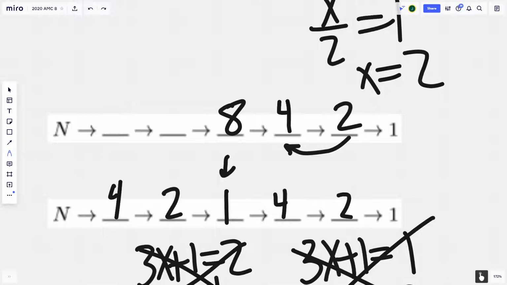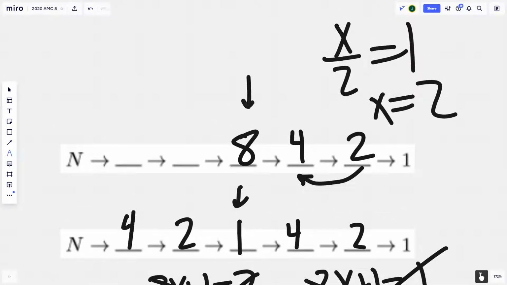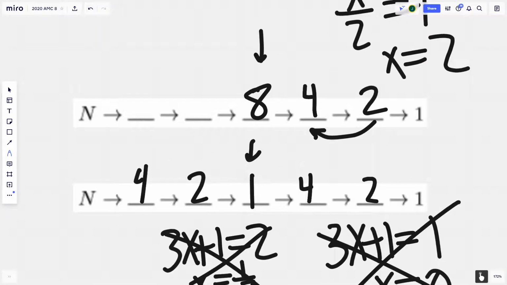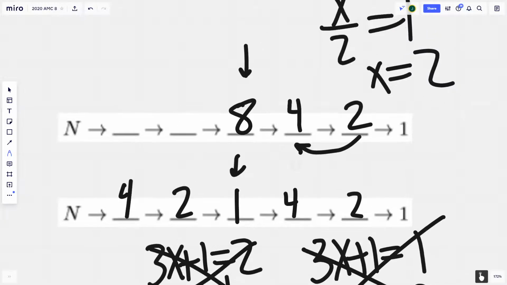Now we'll return back to the sequence which has 8 instead of 1 here, but focusing on this sequence right now, we see that it has to start with n, and then the second term in our sequence has to be 4, and then we see that it's a repeat. So 4, 2, 1, 4, 2, 1.